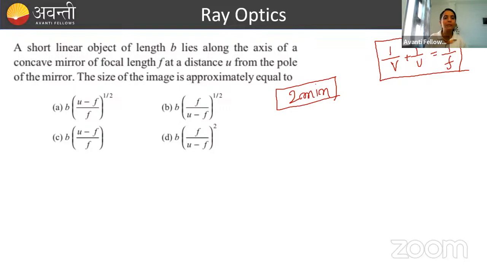What is the question? Let's read the question carefully. There is a short linear object of length B lying along the axis of a concave mirror of focal length F. So first of all, draw a concave mirror. This is a concave mirror. Draw a principal axis. I have drawn it already here. Now, what can you see from here?